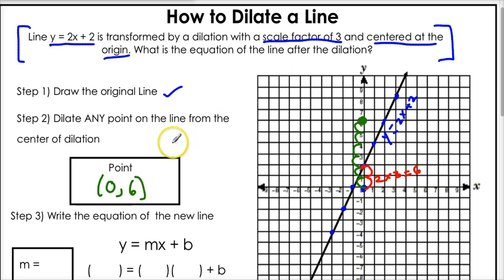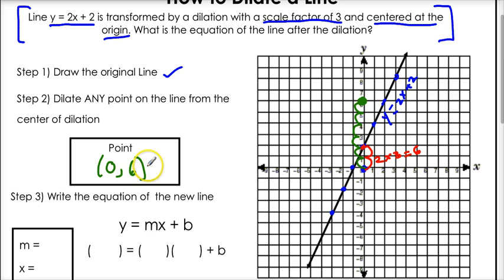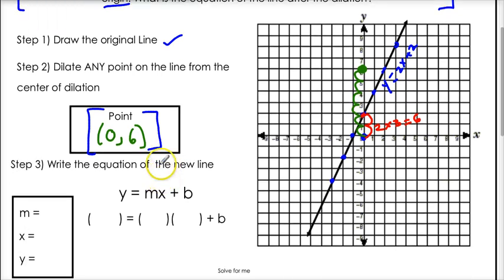Now this is where our skills come together. First we dilated a point on the line. Now we're going to write the equation of our new line that goes through the point 0, 6. And that's exactly what we did in the last lesson. Remember, we wrote the equations of lines that go through points. So it goes through this new point. How do we write our new equation? Well, remember, when it goes through a point, that's our x and y coordinates. So our x is 0 and our y is 6.